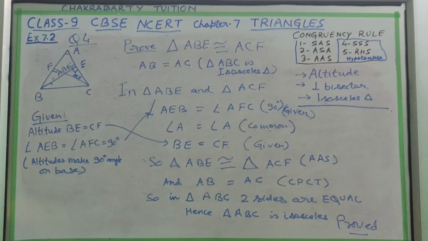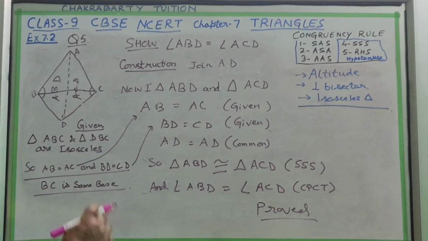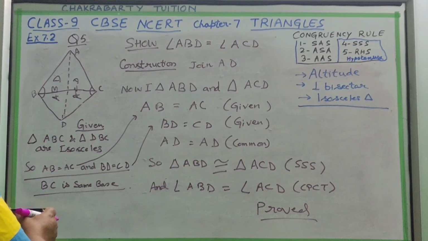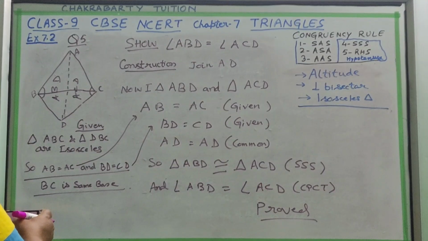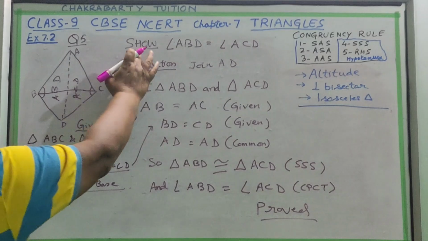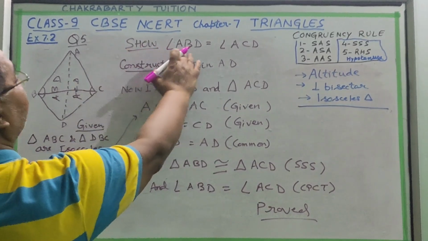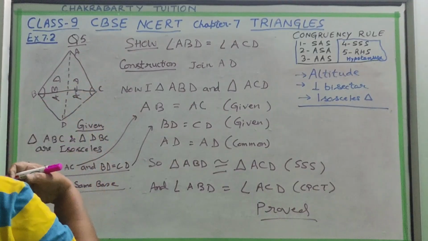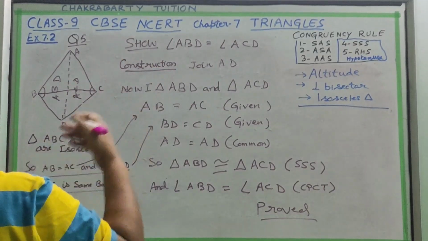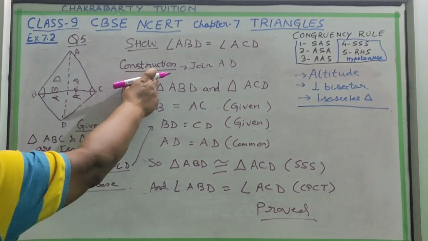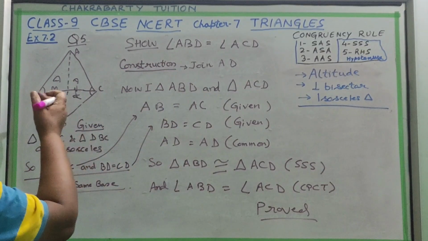Now question number 5 we are going to solve. In question number 5 they have given something. What is given, you write in one portion, and what they want to show or prove, you write in another section. If you make any construction, like a dotted line, that is our own construction. So this we have made: join A and D. You write that in the construction. If necessary, you can make any constructions.